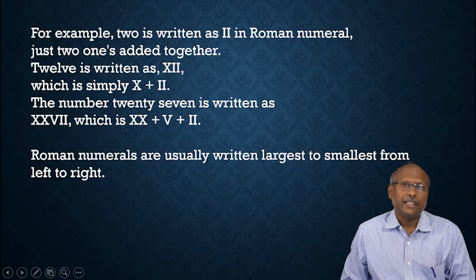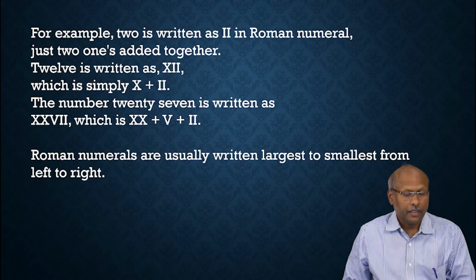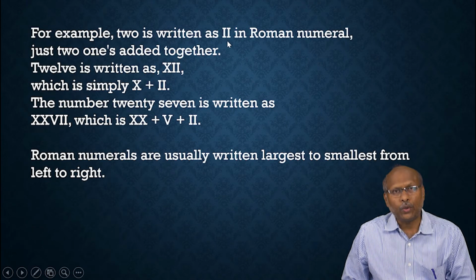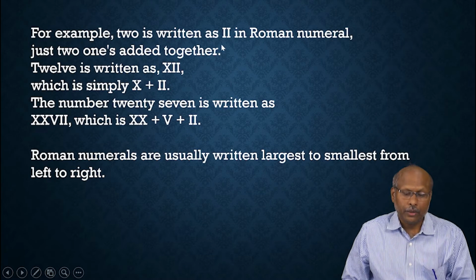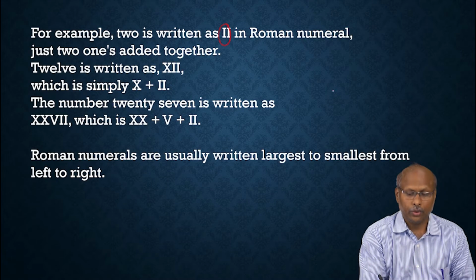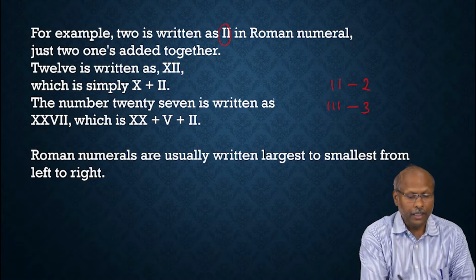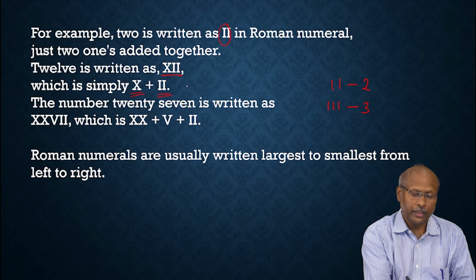In addition to this, there are some special cases you have to know also. Before that, let us see how you can represent a number as a Roman number. For example, 2 is written as two I's, and 3 is written as three I's. And 12 is written as XII. That means X means 10, and II means 2, so 10 plus 2 is 12.